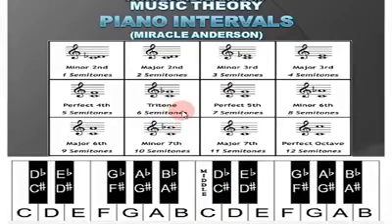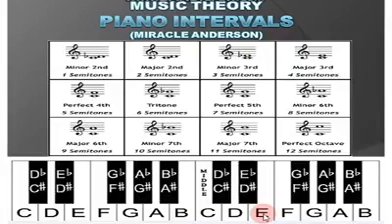So the next interval is a perfect fifth. So using A now as an example, a perfect fifth has 7 semitones. So we count 7 notes away from A. 1, 2, 3, 4, 5, 6, 7. So from A to E is a perfect fifth.